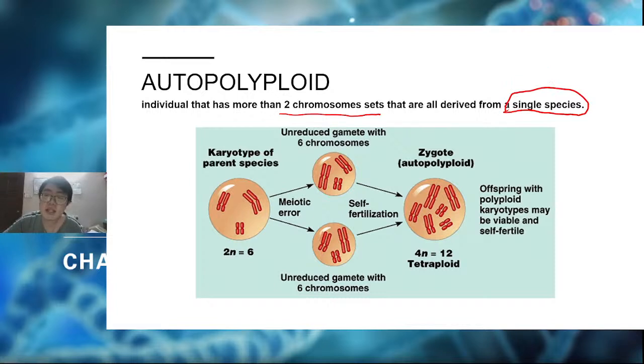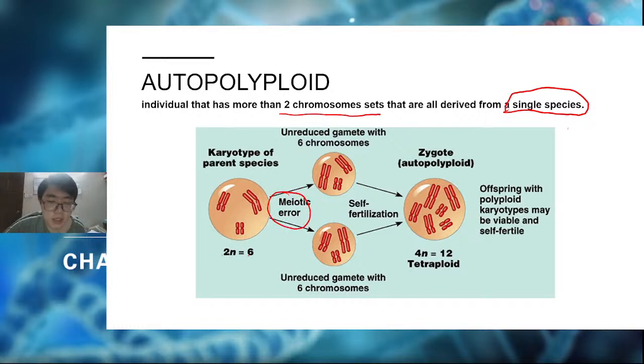Ibu bapa mereka adalah spesies yang sama, but yang anak mereka macam ni: the ibu bapa mereka ada kromosom 2N equal to 6. But anak mereka sudah jadi 4N. Sudah double lah. The chromosome number sudah double, become 4N equal to 12. Why? Because of the meiotic error here.